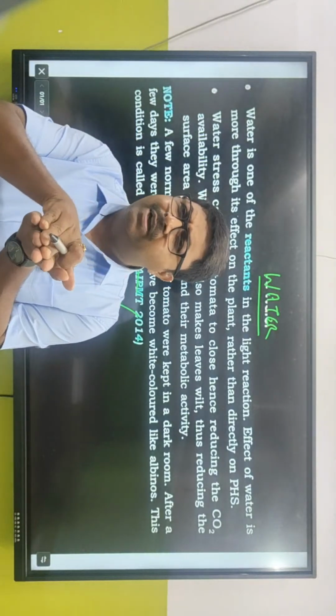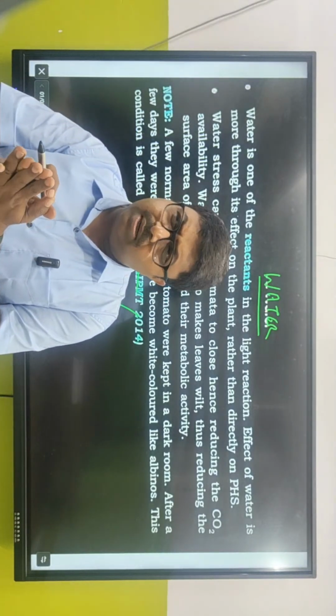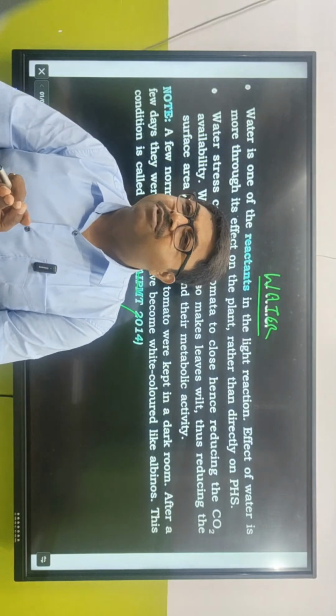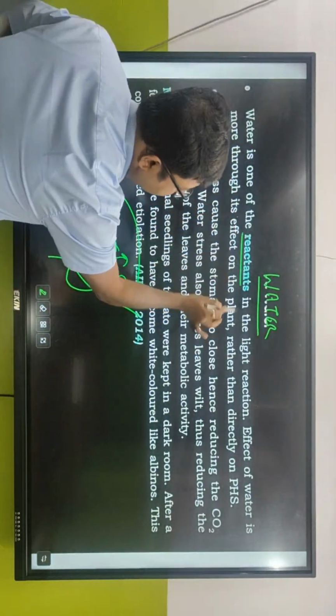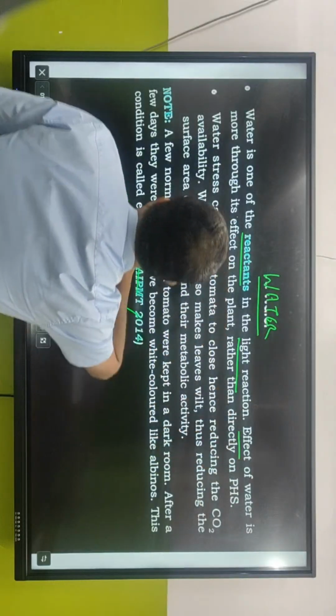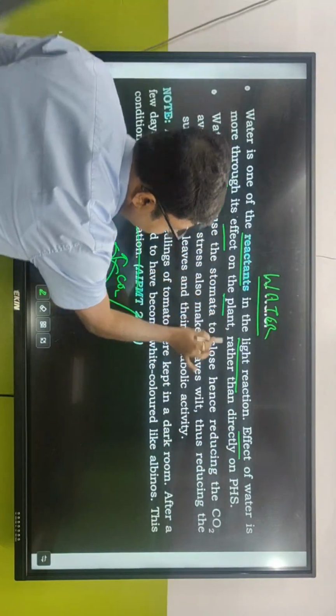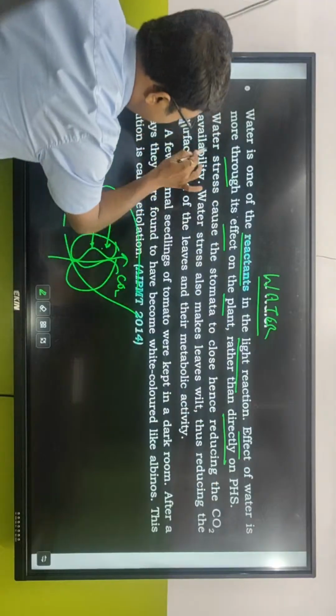प्लांट का लीफ क्या हो जाएगा? विल्ट हो जाएगा. What is going to happen to the stomata? What is going to happen to the rate of photosynthesis? Decrease করে যাবে. তো চল, water is one of the reactants in the light reaction. Effect of water is more through its effect on the plant rather than directly on photosynthesis.